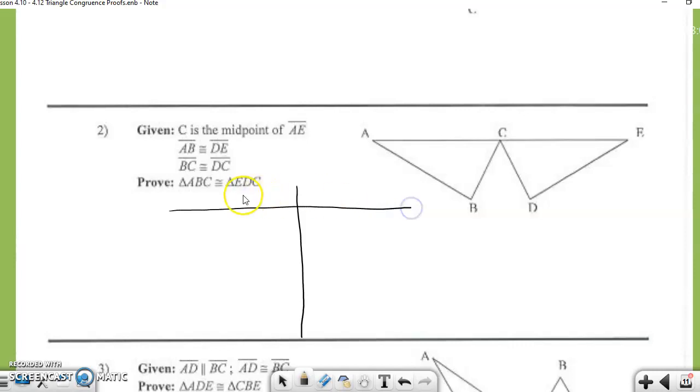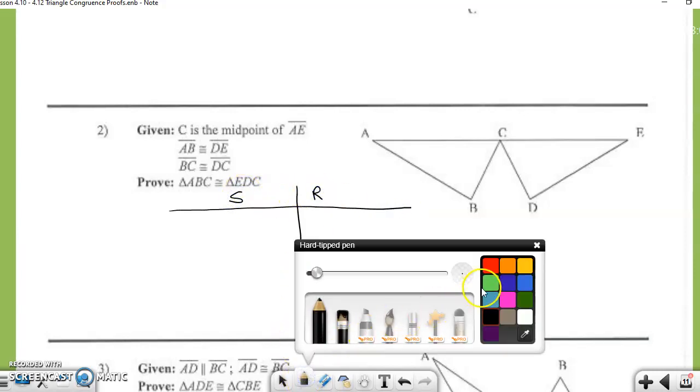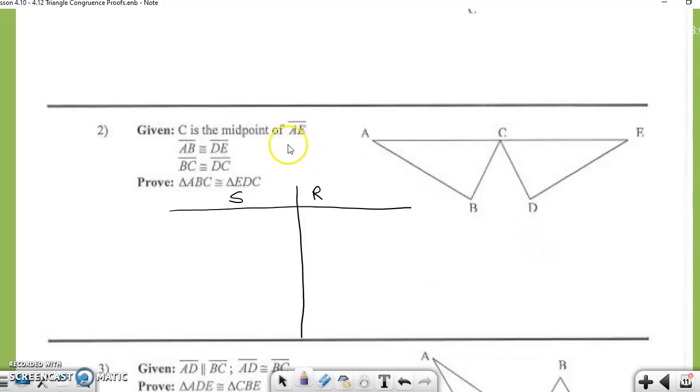We started off by setting up my T-chart for my statements and my reasons. Now I'm going to go back and start trying to digest my given information. C is the midpoint of AE. So there's AE. C is my midpoint. So by definition of midpoint, I know that those are congruent segments. I'm going to have to put that into my proof.